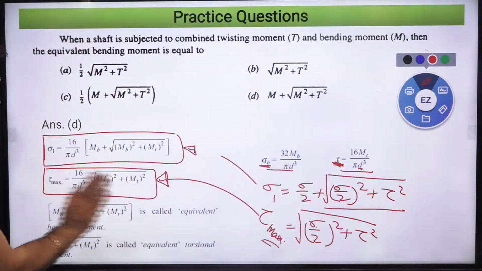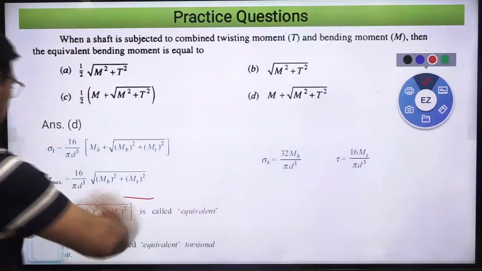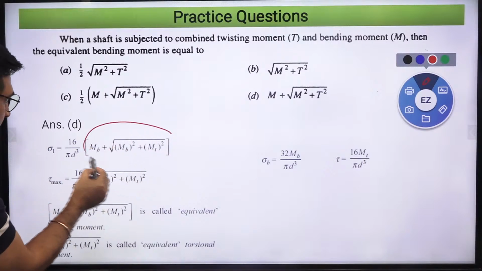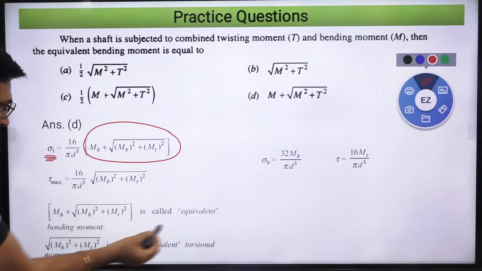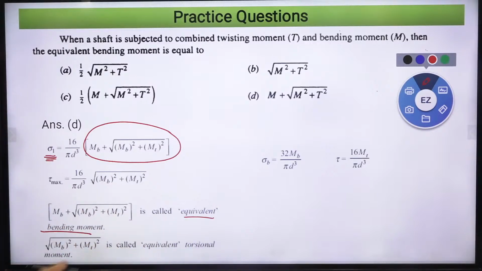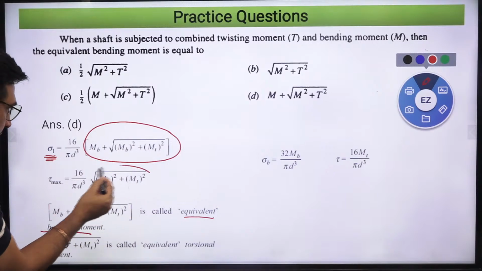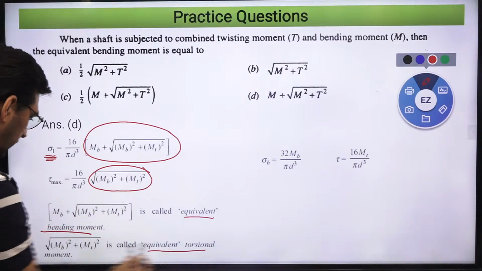Now I hope you have got it. My point was over here, just have a look. This portion in the maximum principal stress, we call the equivalent bending moment. This term, we call it the equivalent bending moment. And this portion in the maximum shear stress, we call the equivalent torsional moment.